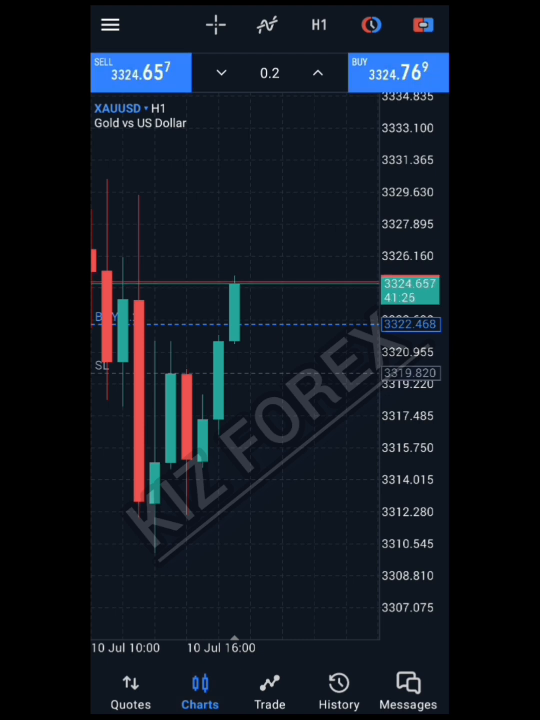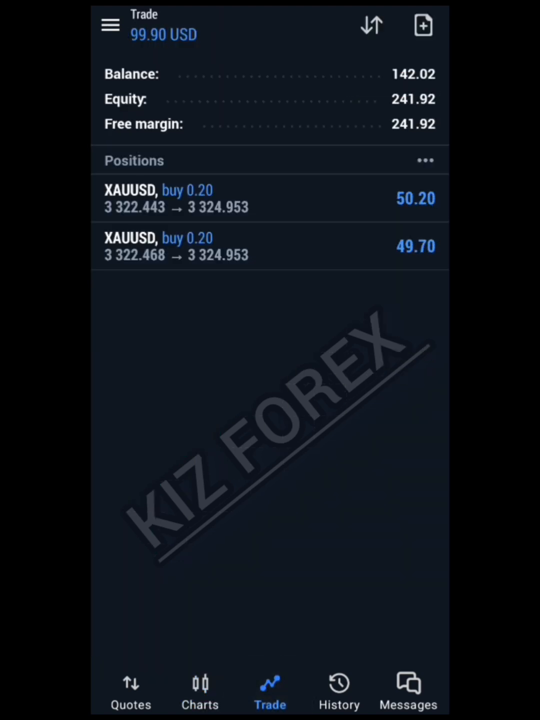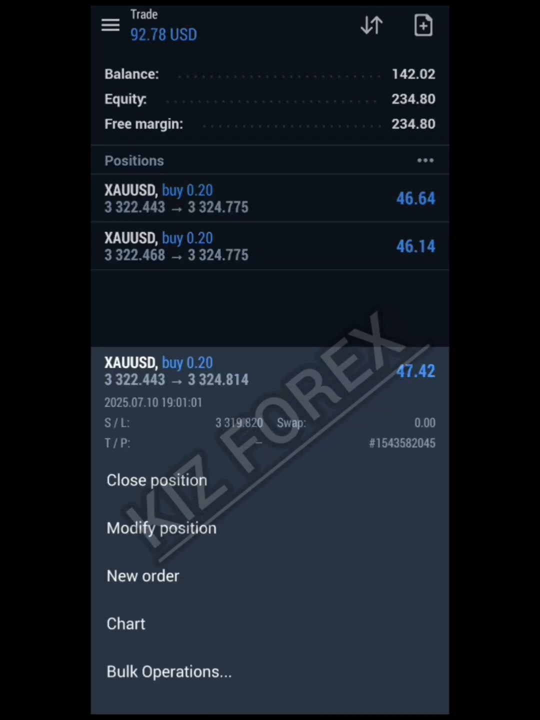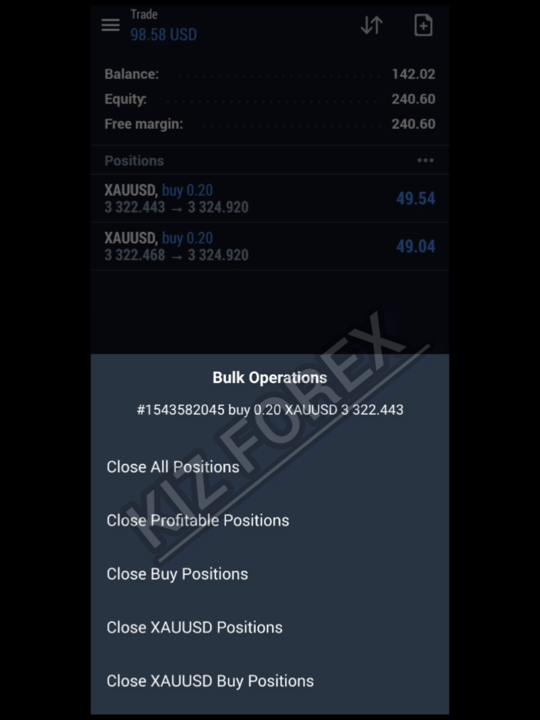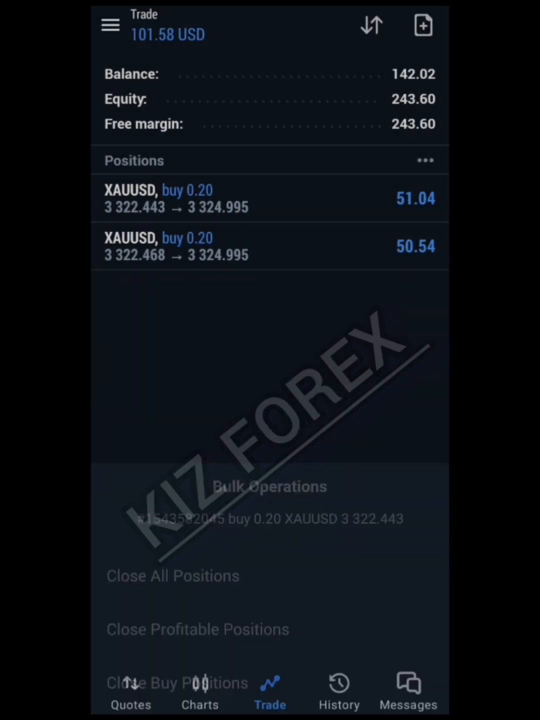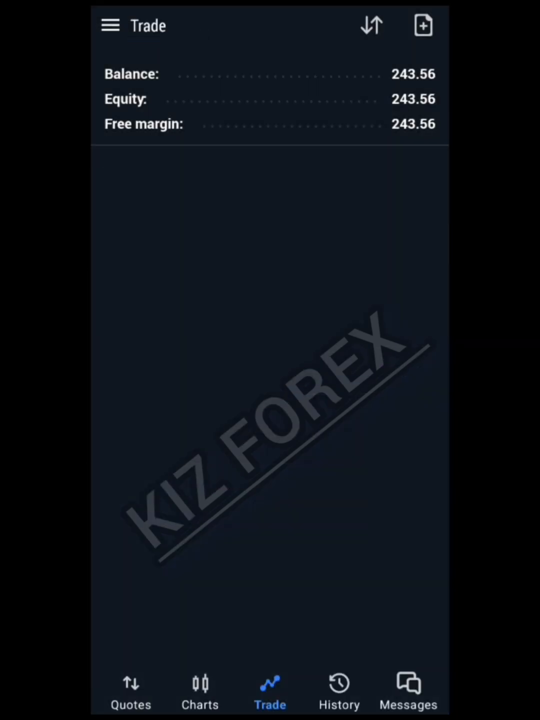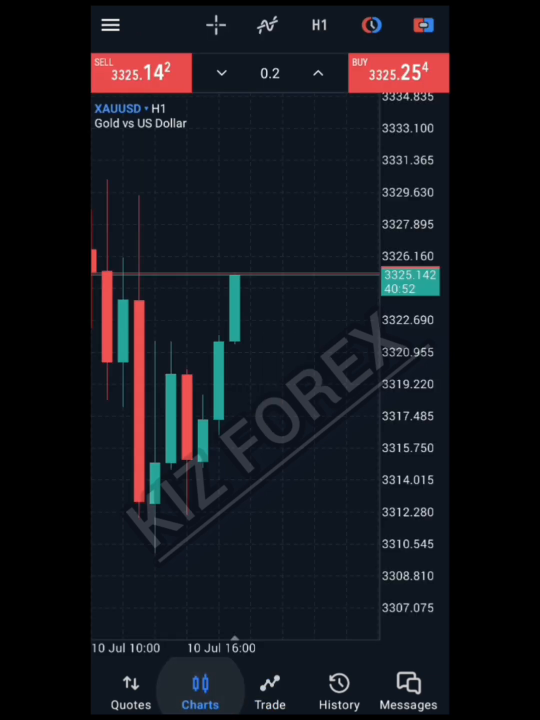Once you see wicks in the market, you should be wary of it, because it can react from the market. So just like I said, right about this time, you can see the market is not moving up further. So we are going to be closing our position right now, and then we'll look for another position. Now we have closed our position.